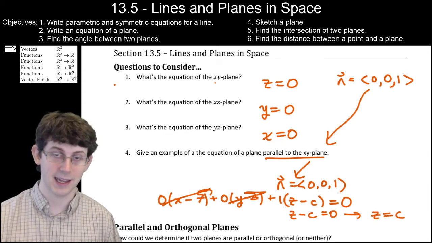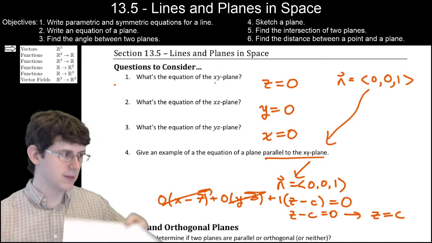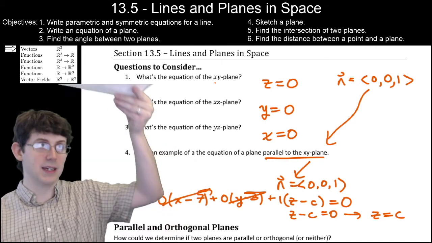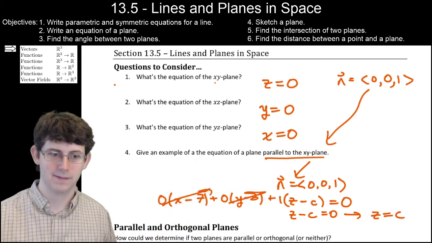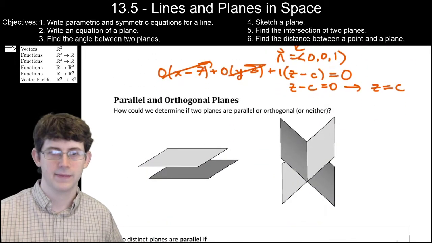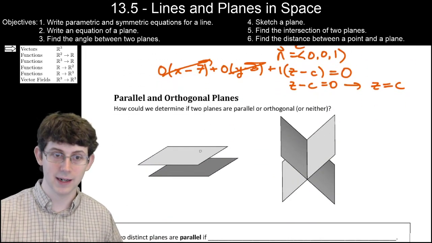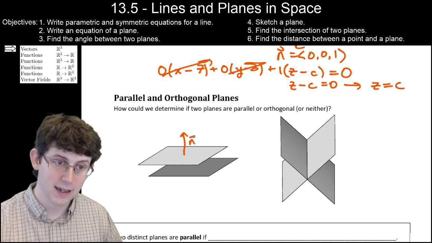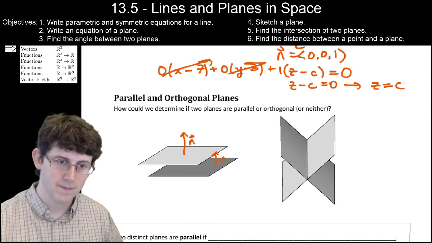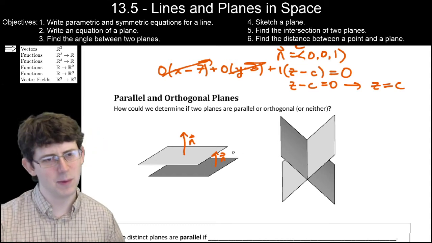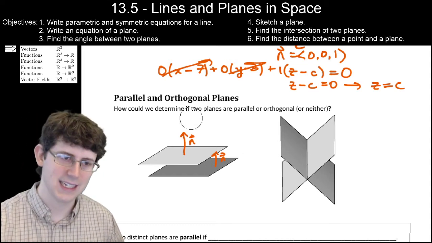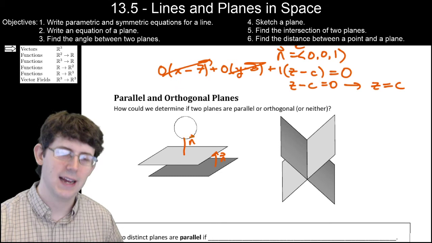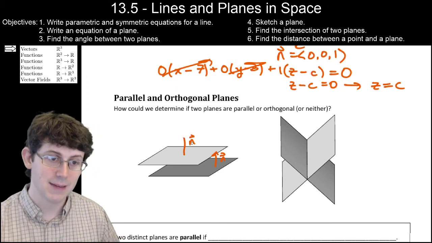z equals a scalar. That makes sense. The xy plane is a flat plane. If you went up here, then it would be parallel. Okay, so how can you tell if two planes are parallel? Planes are parallel if they have the same normal vector. Do they have to have the same normal vector? I guess they don't have to have the exact same normal vector. They just have to have normal vectors that are pointing in the same direction.